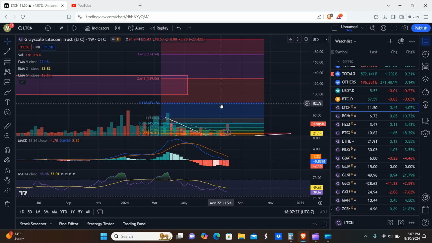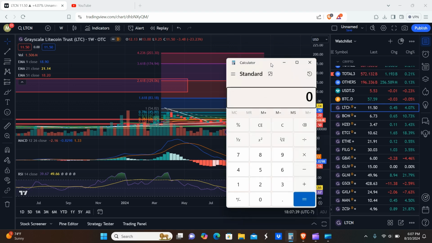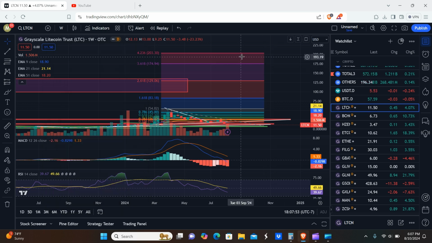So you have the 1.618 at 82, 2.618, 130, 3.618, 176, and 4.236 is going to be all the way up here at 200. Just to give you guys an idea of how much that would be, we'll just do some simple math here. 200 divided by 1150. Let's say times, I don't know, maybe you put a couple $1,000s in, you'd be looking at roughly about 34,700 here. So pretty good.